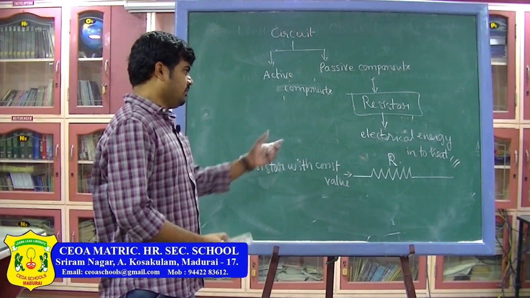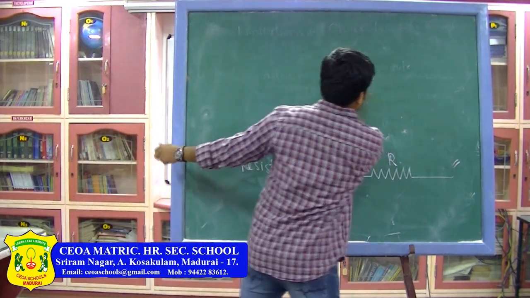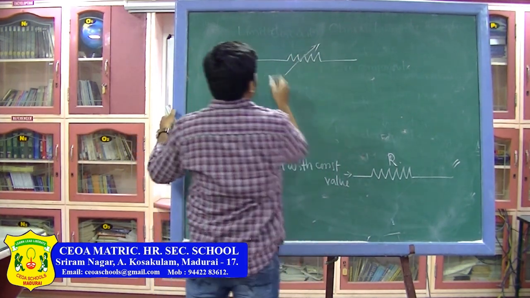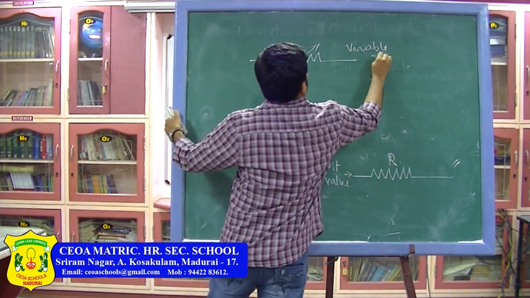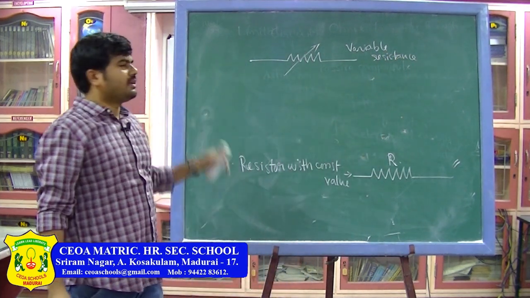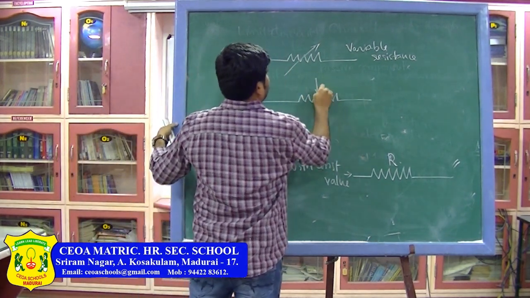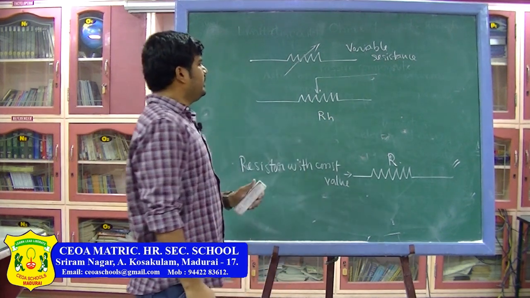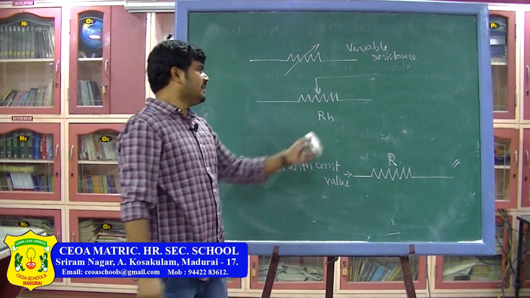Now a resistor with the variable resistance can be represented like this. So this is variable resistor, remember, variable resistance. And another way of representing this variable resistance is this one. So this is generally known as a rheostat. Rheostat is a circuit element using which we can vary the electric current by varying resistance in the circuit.